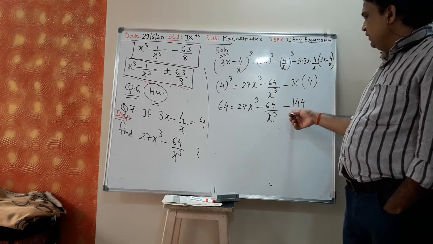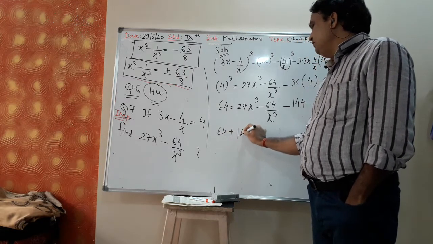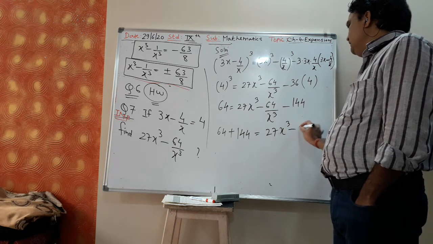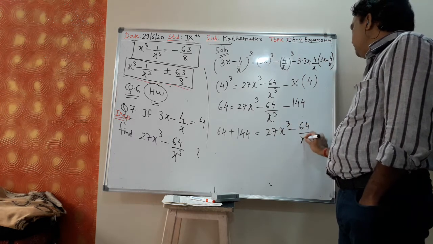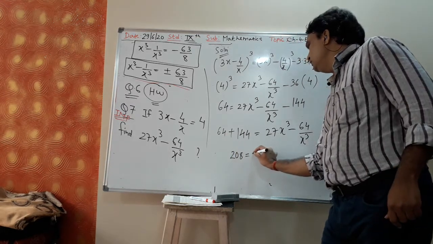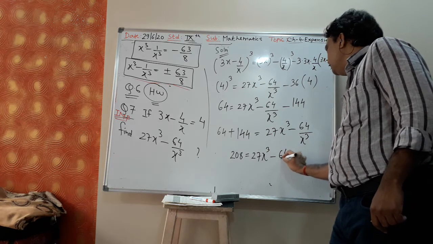Now minus 144 I will take to the other side. 64 plus 144, that is the answer, correct. So 208 is equal to 27x cube minus 64 upon x cube.